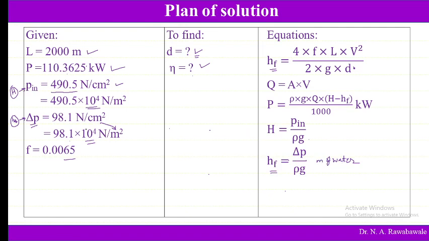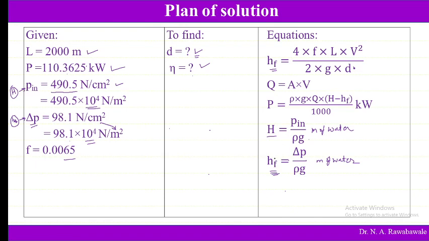So head at the inlet is given in terms of pressure that can be converted into head in meters. So pressure at inlet divided by rho g gives us head at the inlet in meters of water. So these two equations help us to convert this pressure at inlet in terms of head in meters of water at inlet and head loss due to friction in meters of water. So these two terms we can convert using this.